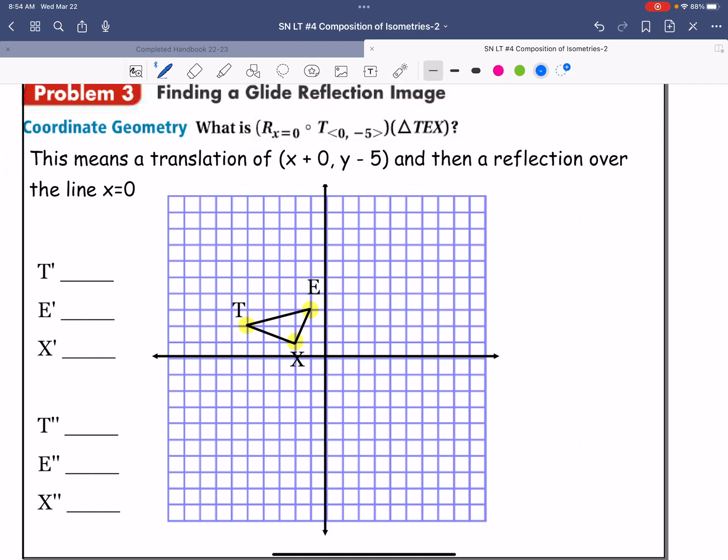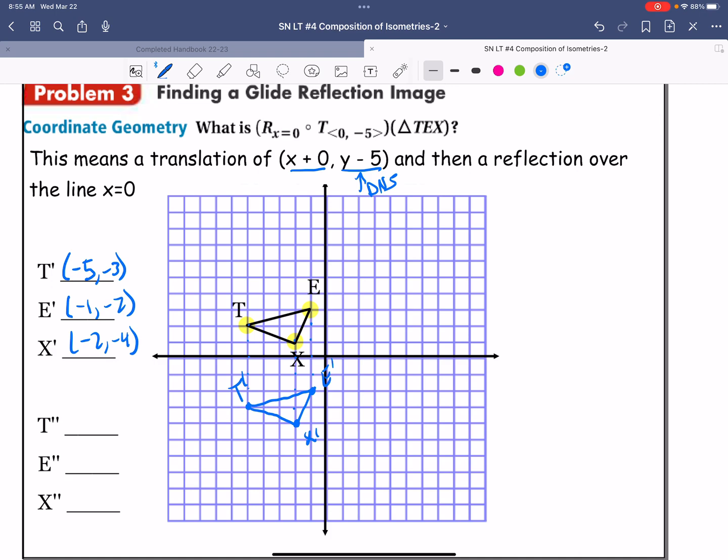So translation is the first thing we want to do. And we want to translate x plus 0. That means we do not move left or right. Y minus 5 means we go down 5. So each of these points need to go down 5. To get T prime, X prime, and E prime. Write that down, and let's put our coordinates over here. Make sure you're adding that to your paper. T prime is at -5, -3. E prime is at -1, -2. And X prime is at -2, -4.